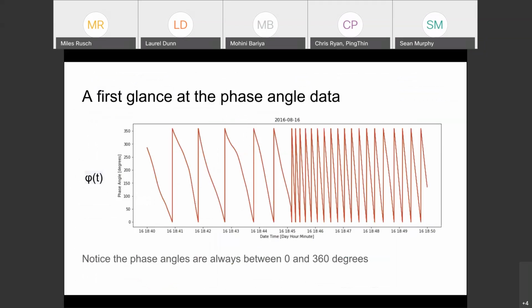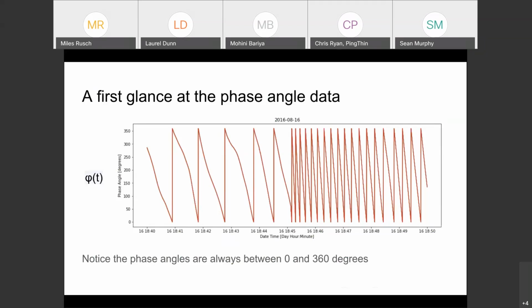So now let's look at some real data. And this data is from the Sunshine data set, which was mentioned earlier. And just visualizing what we see, we notice that the phase is constrained to be within 0 and 360 degrees.